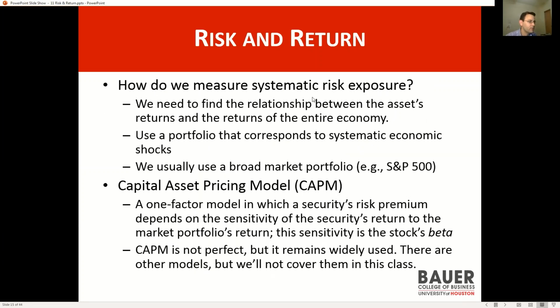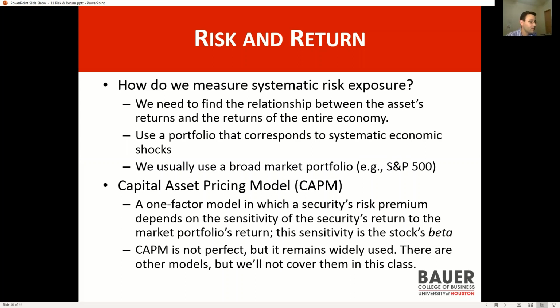How do we measure systematic risk? We know that it's the relationship between your asset's return and the returns of the entire economy. How do we get the returns of the entire economy? Generally, we'll use something like the S&P 500. The S&P 500 is a basket of all the biggest stocks. So when that moves, we generally think that it moves with the overall economy. So we want to get the relationship between your asset and the S&P 500. The CAPM is a way that we can measure this.